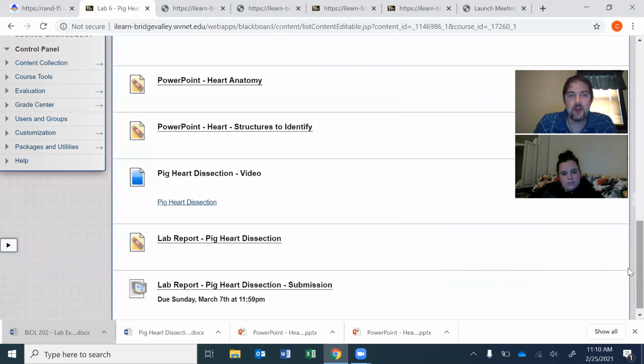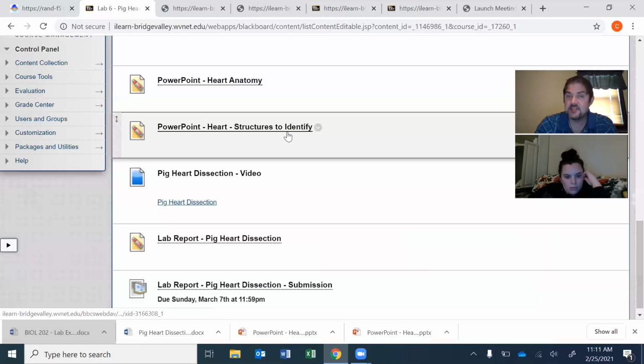There's actually 2 PowerPoints. One of them, that first one there, is a PowerPoint that comes from an anatomy book. And so I just kind of took it, made a couple modifications to it, and stuck it in there. But that second PowerPoint where it says heart structures to identify, that's the one you want to pay attention to, because that has the pictures that will be on the test.